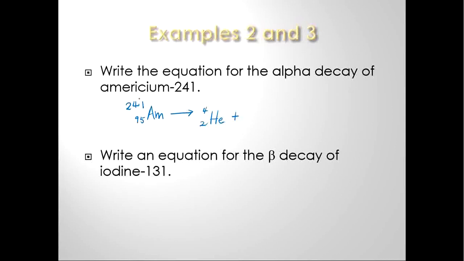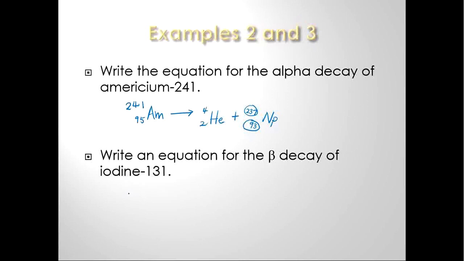We're going to go ahead and take the top numbers and find the top number here. And then we're going to take the bottom numbers and find the bottom number here, and then we'll be able to find our symbol. So on top, we have 237. On the bottom, we have 93. And look up number 93 on the periodic table. We have Neptunium.